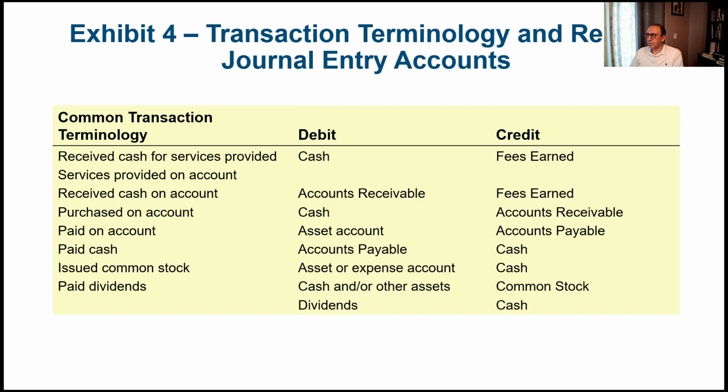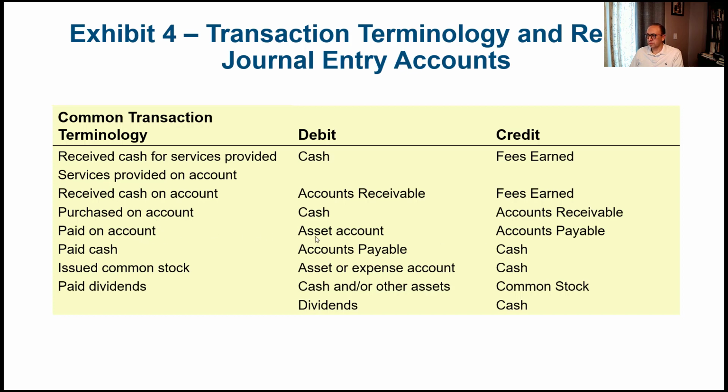Some terminologies that we have to pay attention to, hopefully would be useful. So things like receiving cash for service provided. When we see that, always remember, we receive cash when we provided service. So we debit cash and we credit fees earned. Fees earned is a revenue, okay, and cash is an asset. Also something like service provided on account. So in this case would be debiting accounts receivable, crediting fees earned. I think the slides here are slightly shifted. And then received cash on account. So we debit cash and we credit accounts receivable.